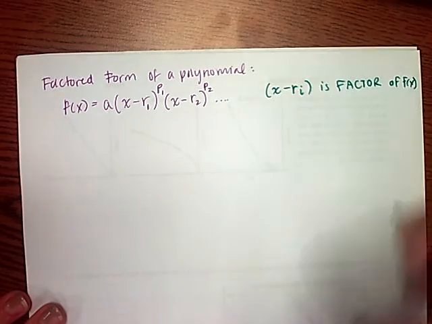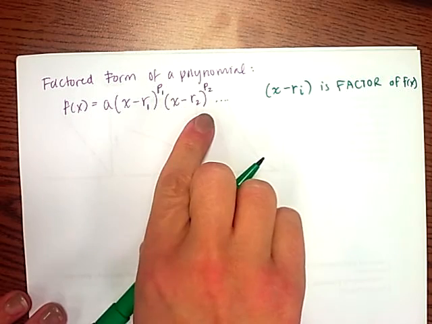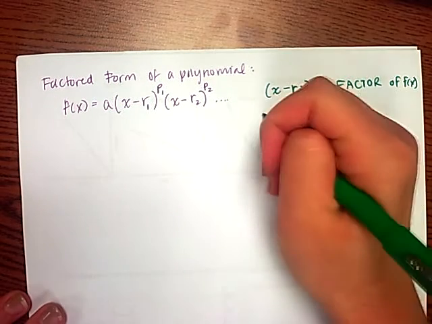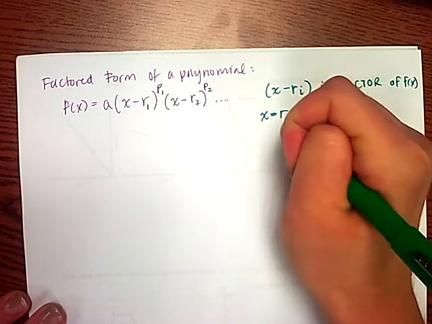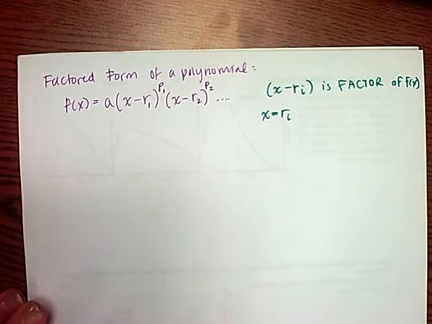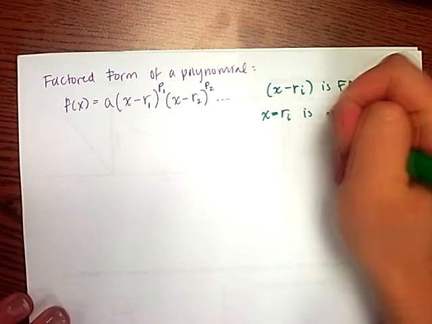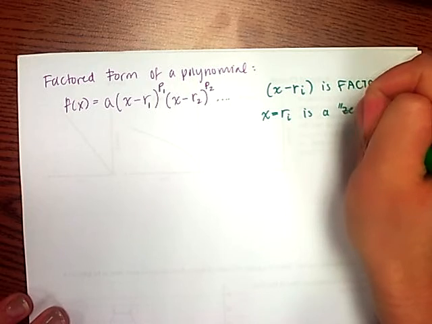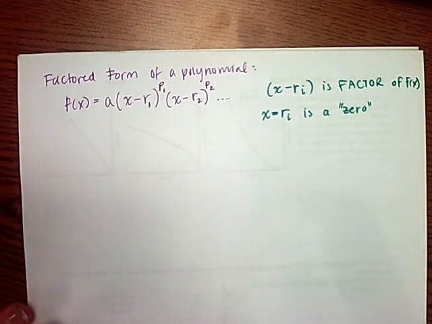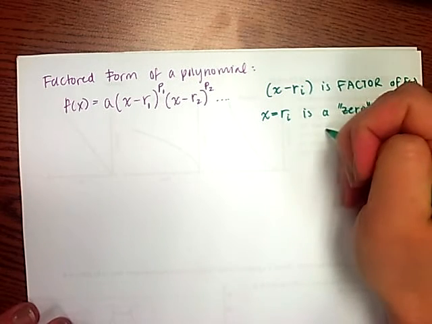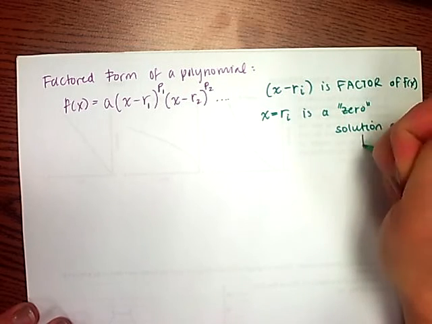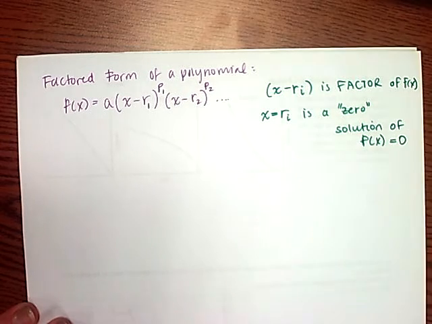And then, if we have factored form, we could set each factor equal to 0, and we could find the zeros of the function. So we would also say x equals r sub i, and I'm just using i to represent any of these r values, is a 0 of the function, because it would be where y is 0. We also call it a solution, because it's a solution of setting the equation f of x equal to 0.